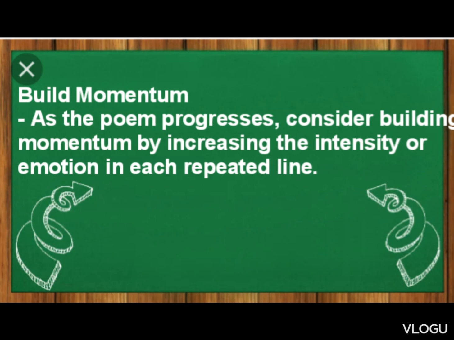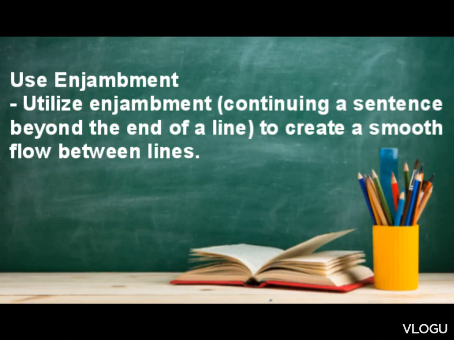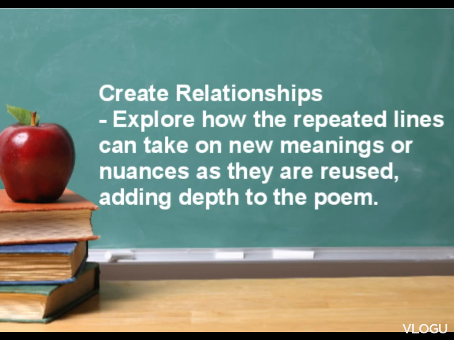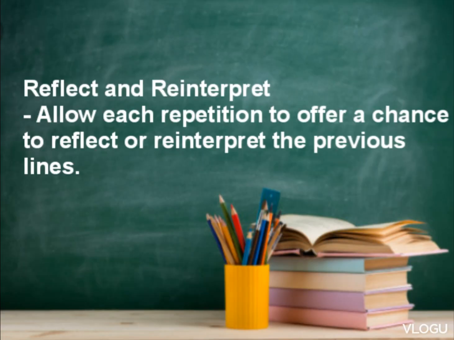Build momentum. As the poem progresses, consider building momentum by increasing the intensity or emotion in each repeated line. Use enjambment. Utilize enjambment, continuing a sentence beyond the end of a line to create a smooth flow between lines. Create relationships. Explore how the repeated lines can take on new meanings or nuances as they are reused, adding depth to the poem. Reflect and reinterpret. Allow each repetition to offer a chance to reflect or reinterpret the previous lines.